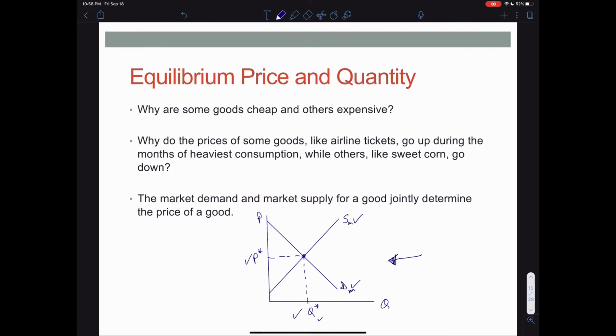You can use the framework of demand and supply to answer a question like this. Why is it that the prices of some goods, like airline tickets, increase during the months of heaviest consumption, while others, like sweet corn, go down? You should think about this question and see if you can answer this using the demand and supply model.